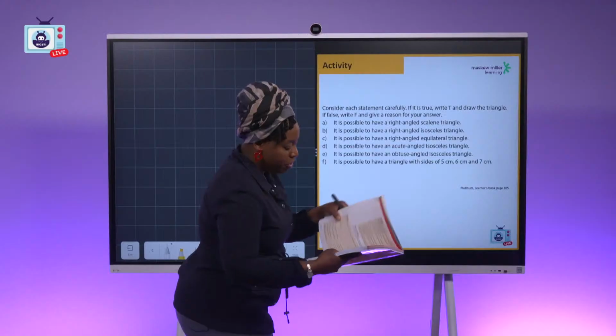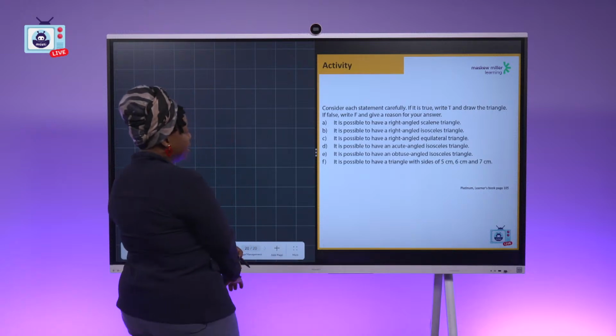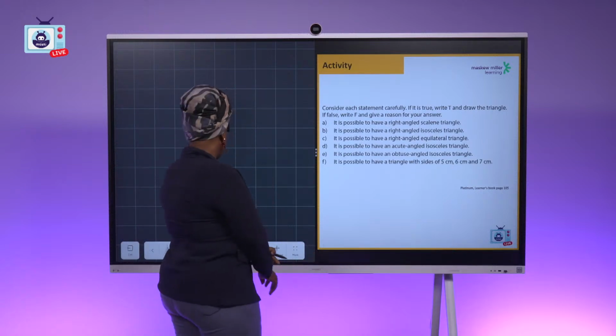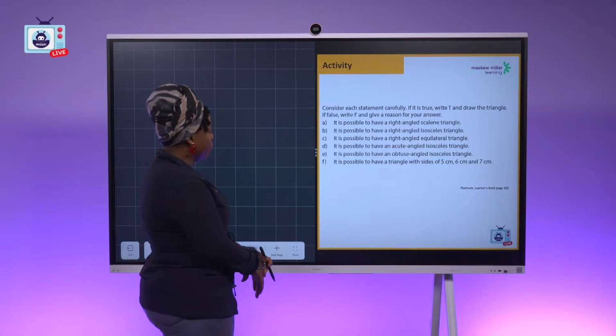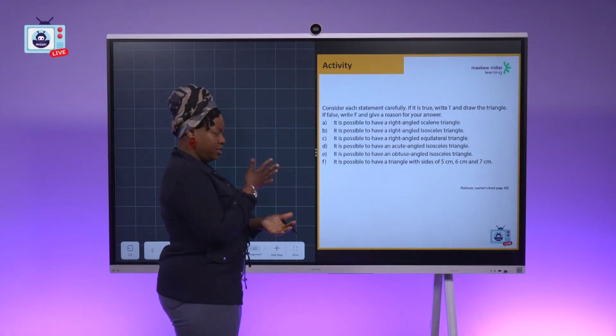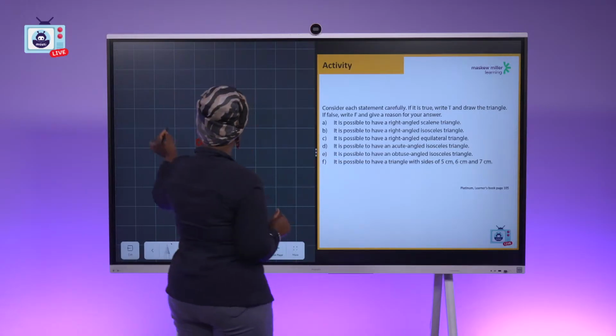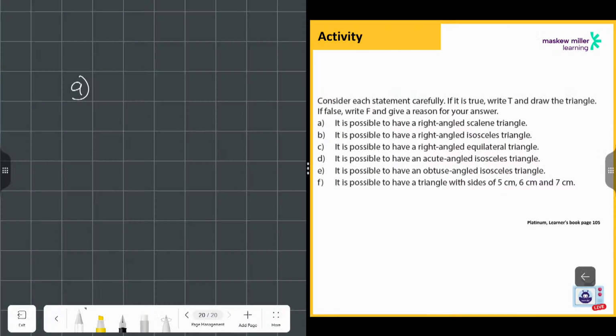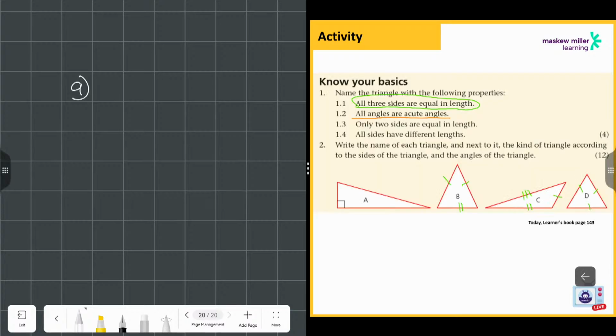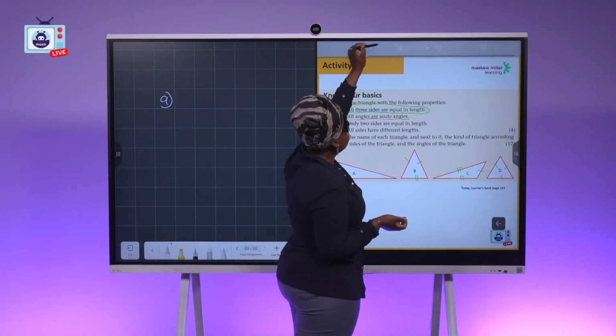So in there, they've given us a question. They say consider each statement carefully, and if it is true, write just T, and then also you draw that triangle that you are talking about, right? So if it's false, just write F and give a reason of why you are saying that it is not, right? Then the first one they say, is it possible to have a right-angled scalene triangle? Is it possible to have a right-angled scalene triangle? So what you're going to do, just go back a little bit to what we had. That is an example, right? We have this right-angled triangle on this one and in many others.